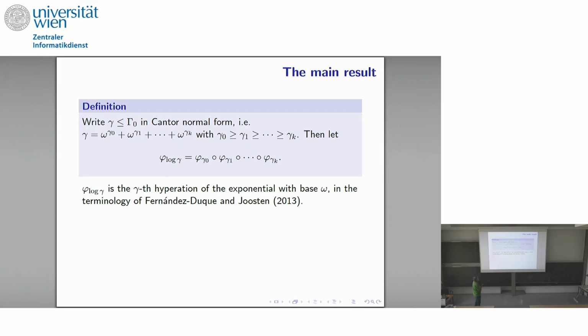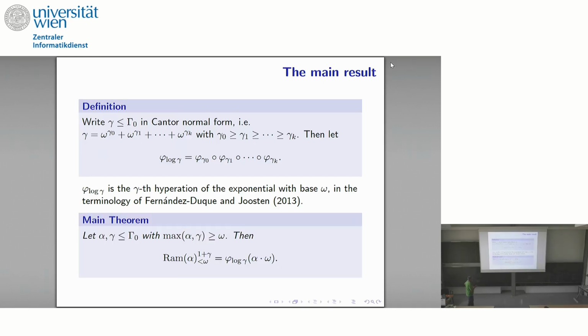Notice that I have to do it in this way, because the rightmost is the first one I apply. If I add phi gamma naught on the right, then I will have a fixed point for all the others, and there would be nothing, or at least maybe some gamma naught more, but not more. And this way, I obtain this thing here. So this is what was called the hyperation in this context of the exponential with base omega.